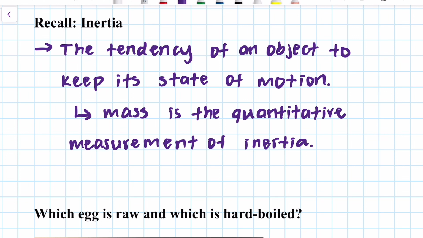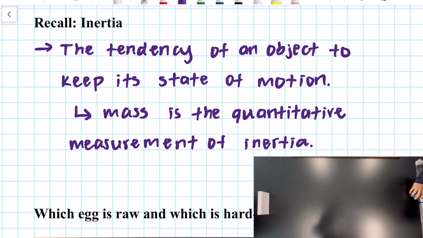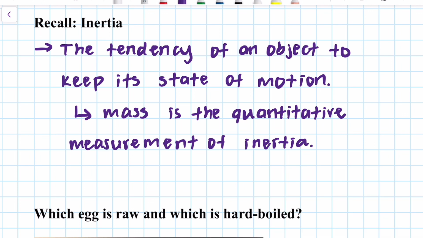Think about it this way. If you had a sedan, let's say a Honda Civic, and a dually F450, those trucks that have 4 wheels in the back, which one is harder to push? Obviously the truck. Well, which one has more mass? The truck, which means it has more inertia. So we connect inertia with mass. The more mass something has, the more inertia it'll have.